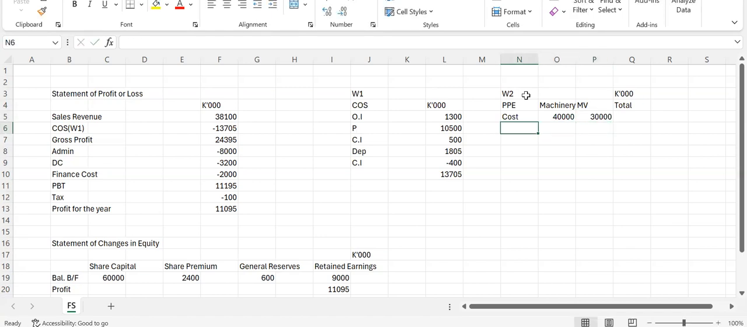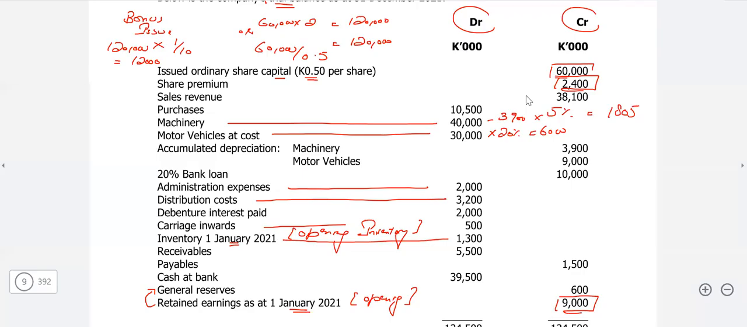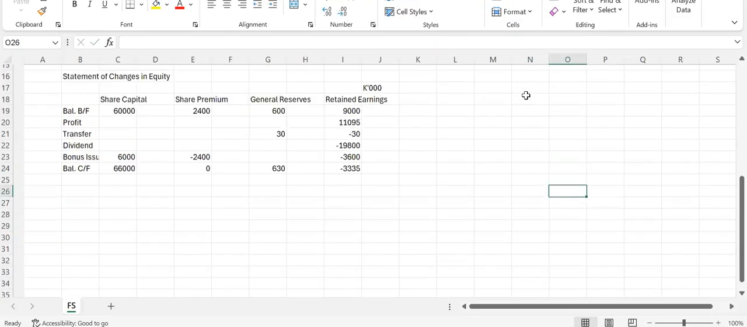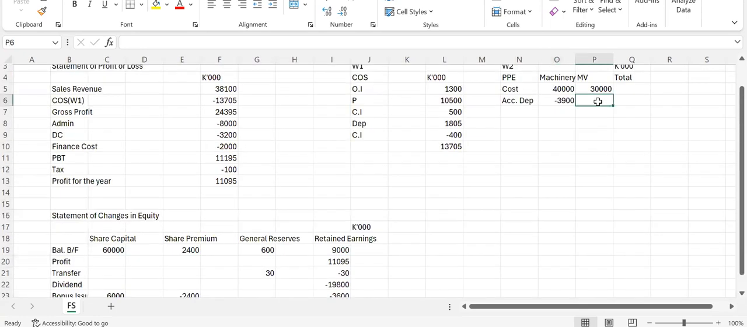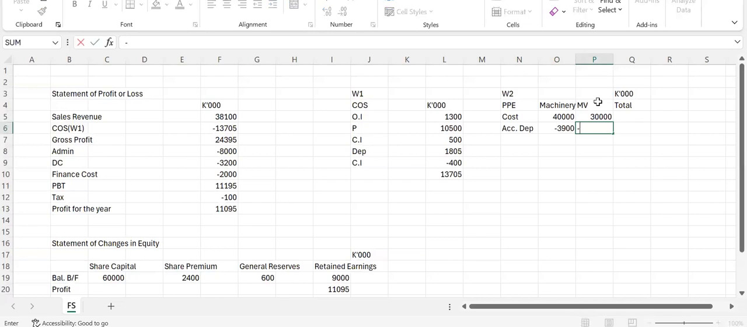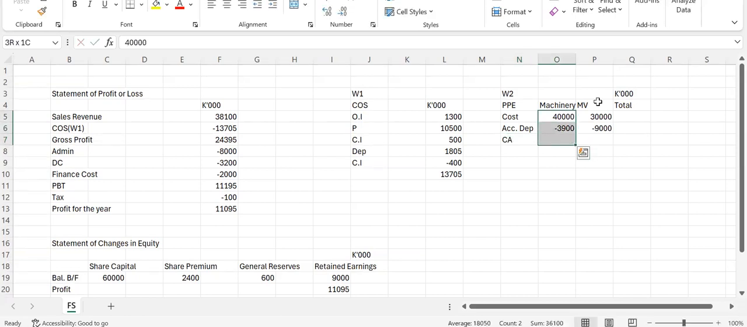Okay, so then we get the accumulated depreciation of it. It is for machinery 3,900, and then we have the accumulated depreciation for the motor vehicles is 9,000. So this is what we get the carrying amount. Obviously, I'm not writing full, but you have to write full in the exam. So this is 36,100, and this one is 21,000.